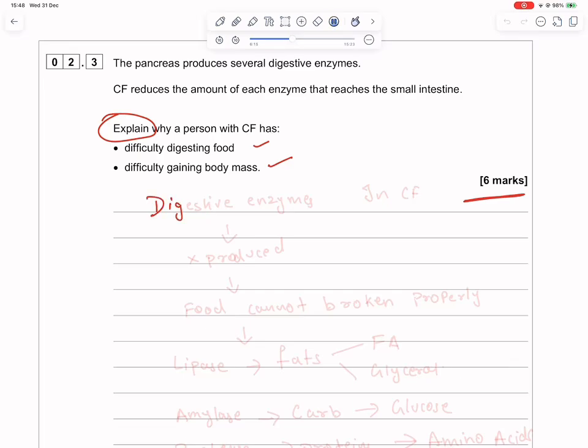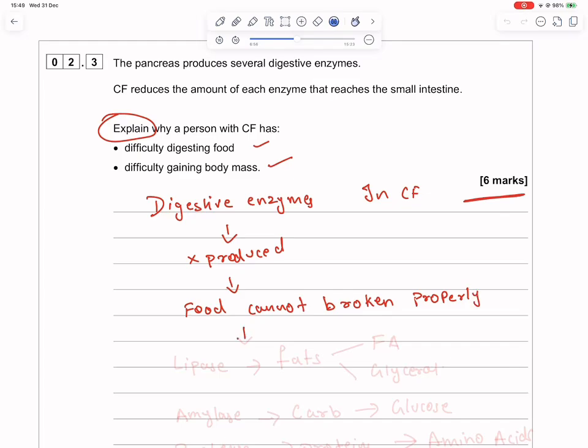We have digestive enzymes. Now, in a normal person, digestive enzymes will help digest the food and they break down the food. In a patient with CF, the digestive enzymes are not produced. Therefore, food cannot be broken down properly. Once again, in a patient who has cystic fibrosis, there is a lack of digestive enzymes. Therefore, food cannot be broken down properly.